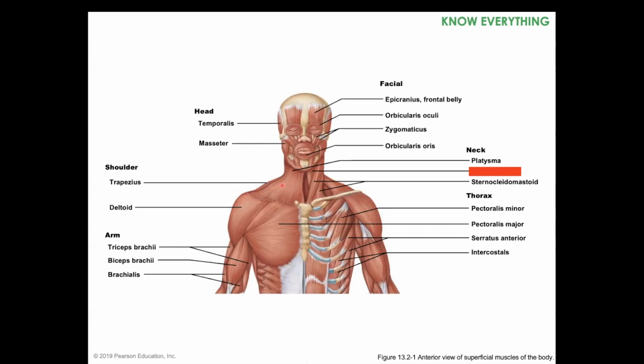So in the chest region, we have again our pec major, our pec minor here. We have our intercostal muscles in between each rib, and then attached to the rib are the serratus anterior muscles.